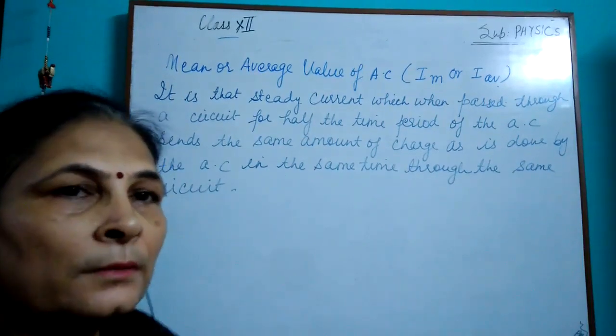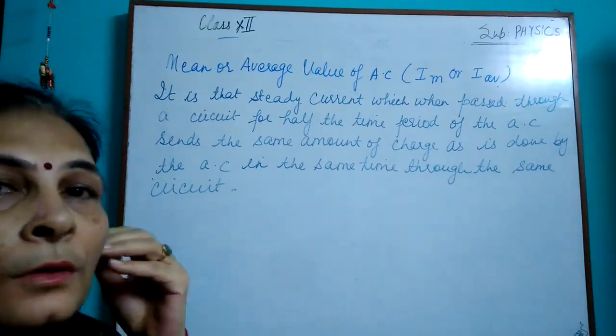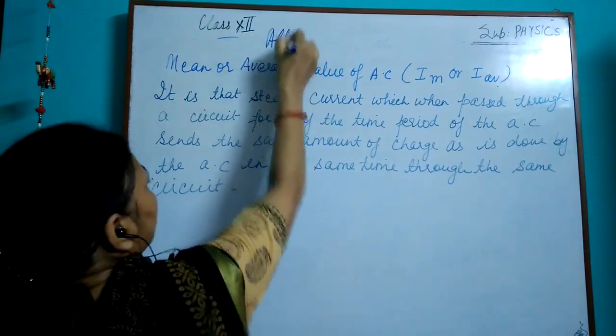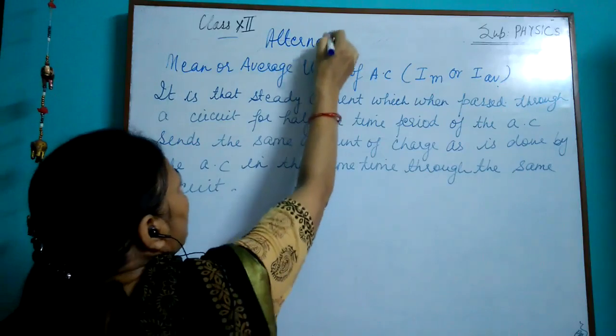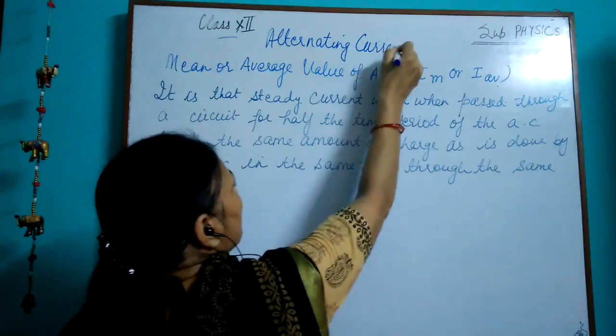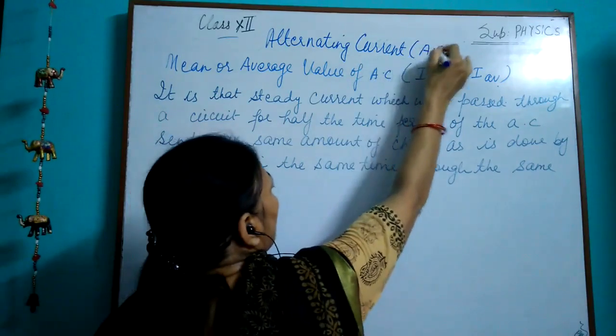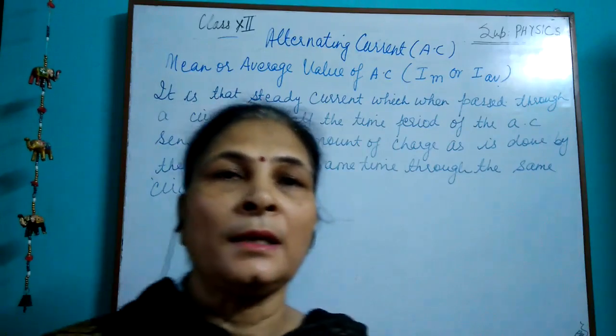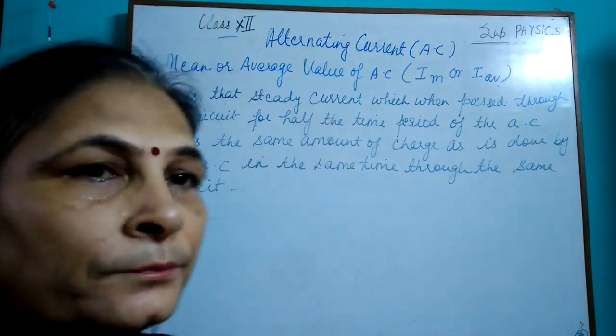Good morning, children. Today we will talk about alternating current. Now, yesterday, what we had talked about was how alternating current is produced using an AC generator.